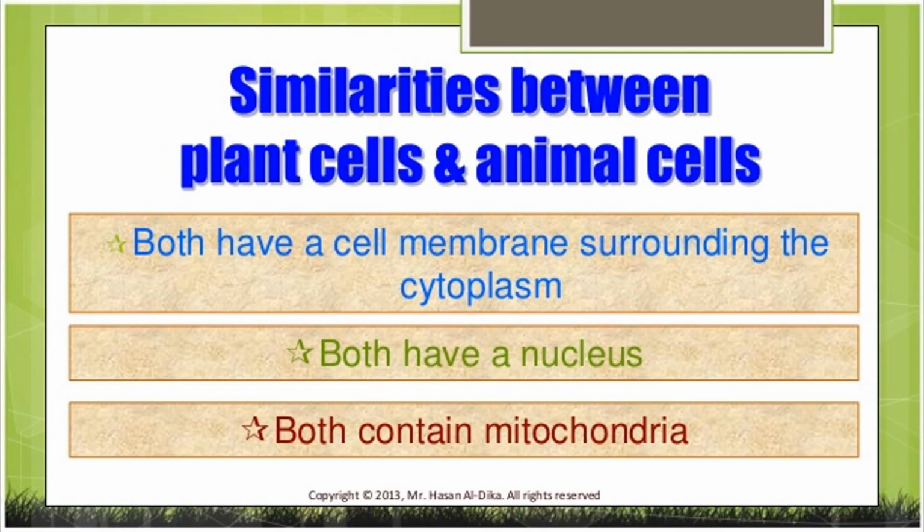We want to continue with the similarities between plant cells and animal cells. When it comes to the similarities between plant cells and animal cells, both have a cell membrane surrounding the cytoplasm. Both have a nucleus. Both contain mitochondria.